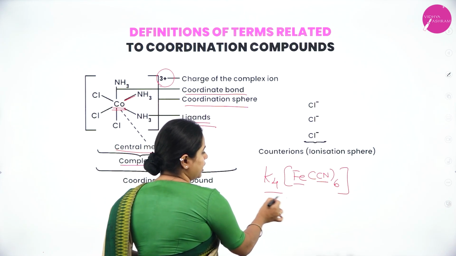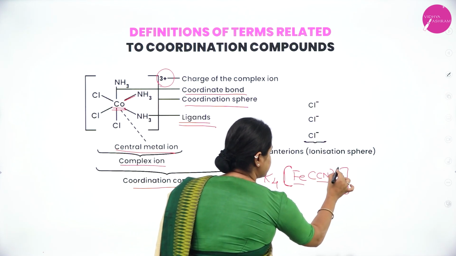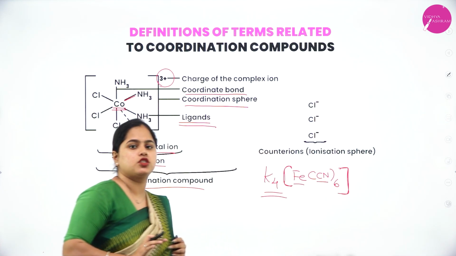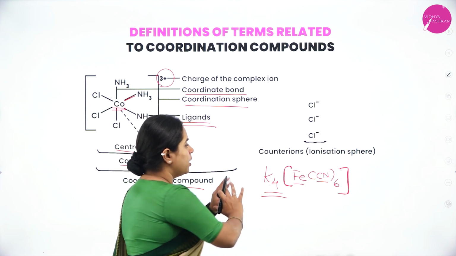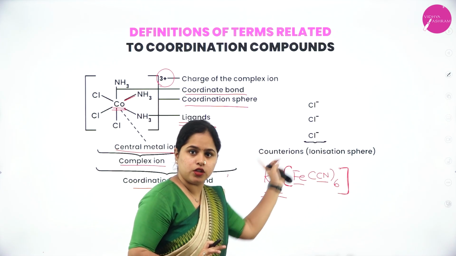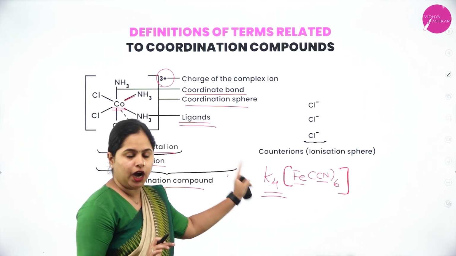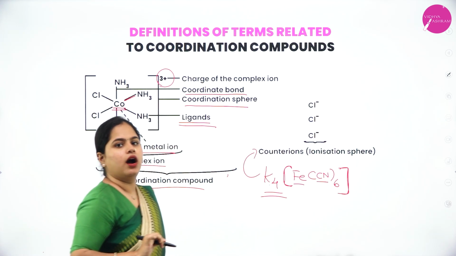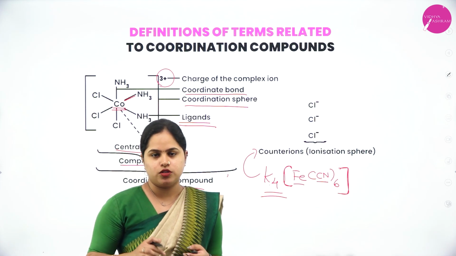Now what about this potassium which is present outside the coordination sphere? Only this much part is called the coordination sphere. Whatever is present inside the square bracket is called the coordination sphere. This is not a part of the coordination sphere, but this whole thing is called the coordination compound. Now what do we call this particular ion which is present outside the coordination sphere? That is called the counter ion. So I hope it is clear.